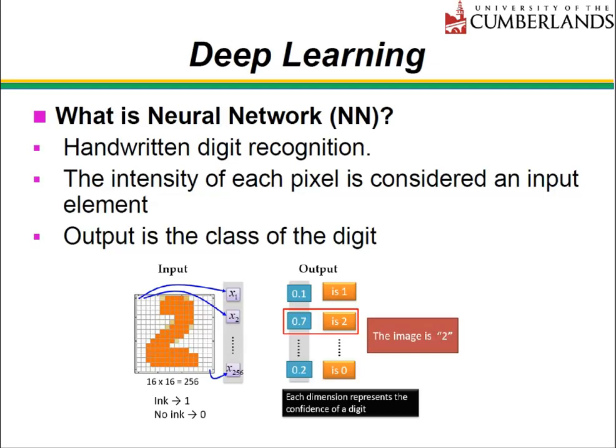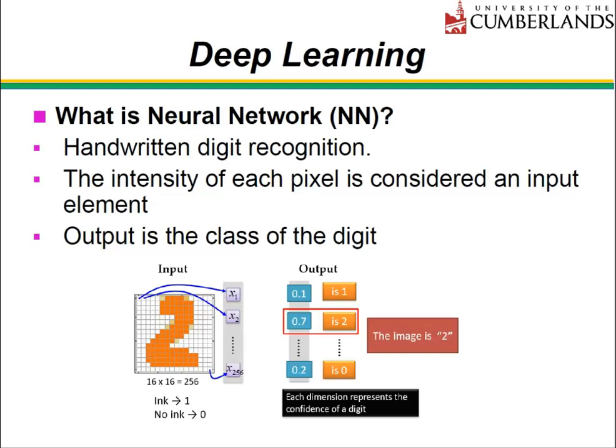Let's look at a concrete example that makes all this more real. Handwritten digit recognition. So imagine you want to build a system that can read handwritten digits, recognizing whether someone wrote a 0 or a 1 or a 2 or a 3 and so on. This is a classical problem in machine learning.